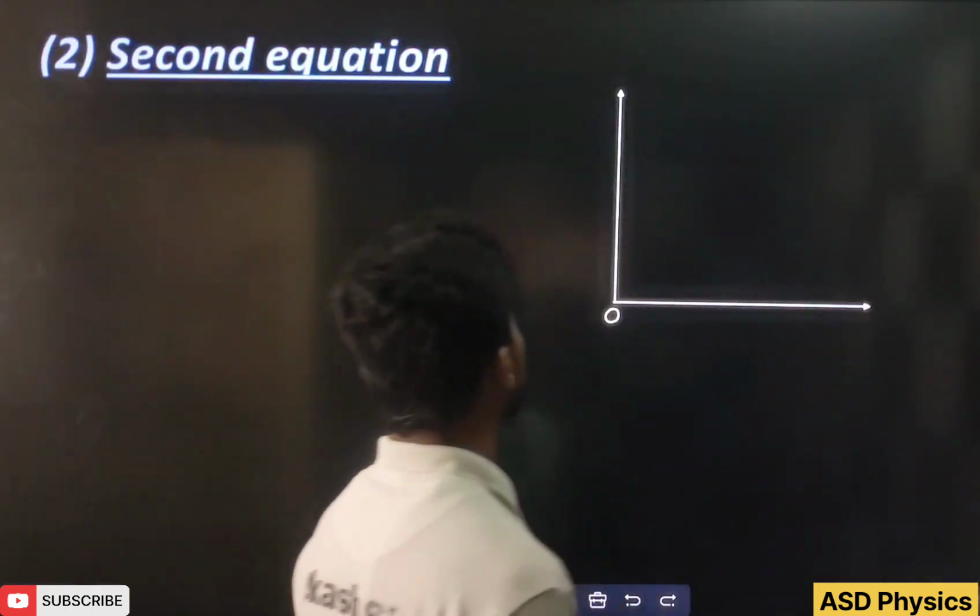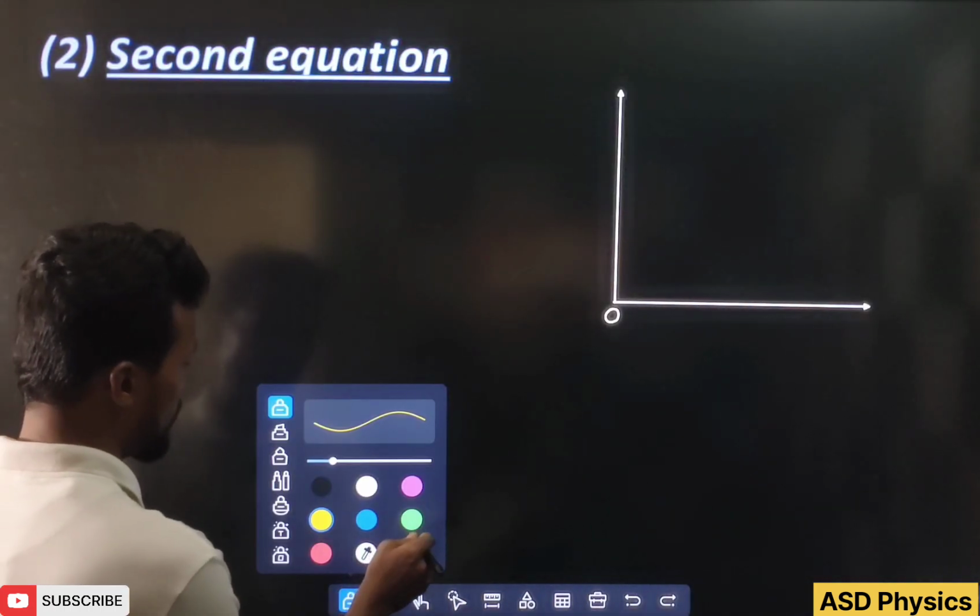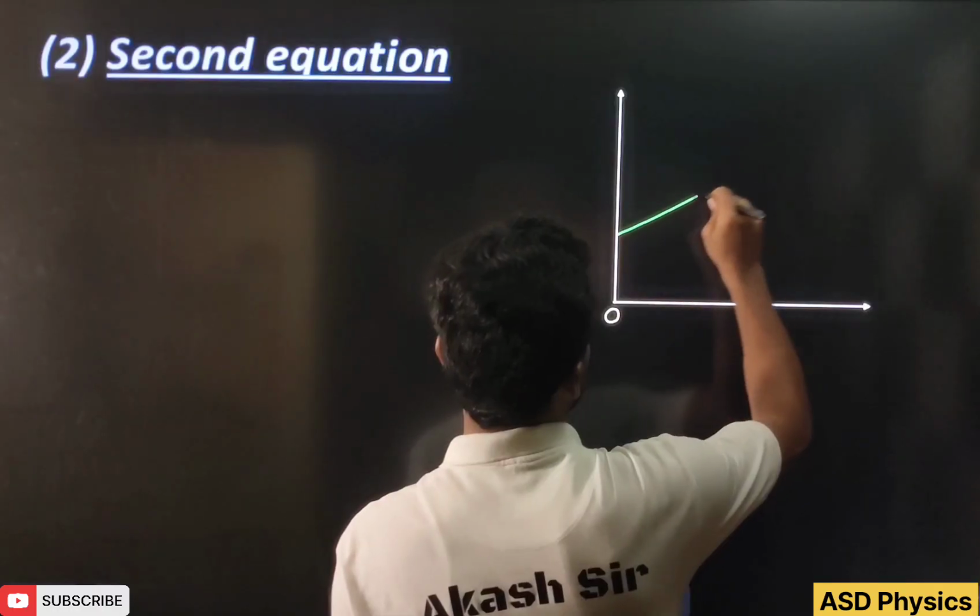Okay, great. Now students, after that, the second equation of motion. For the second equation of motion also, let me draw it here.